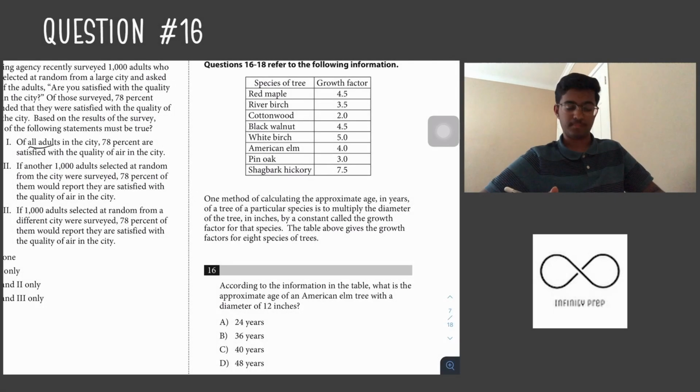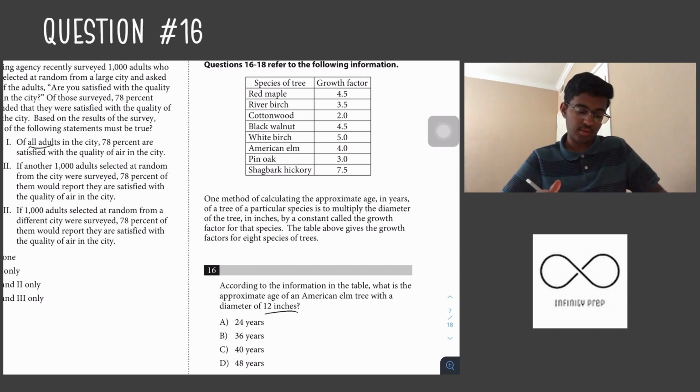Question number 16. One method of calculating the approximate age in years of a tree of a particular species is to multiply the diameter of the tree in inches by a constant called the growth factor for that species. The table above gives the growth factor for 8 species of trees. Question number 16 says, according to the information in the table, what is the approximate age of an American elm tree with a diameter of 12 inches?